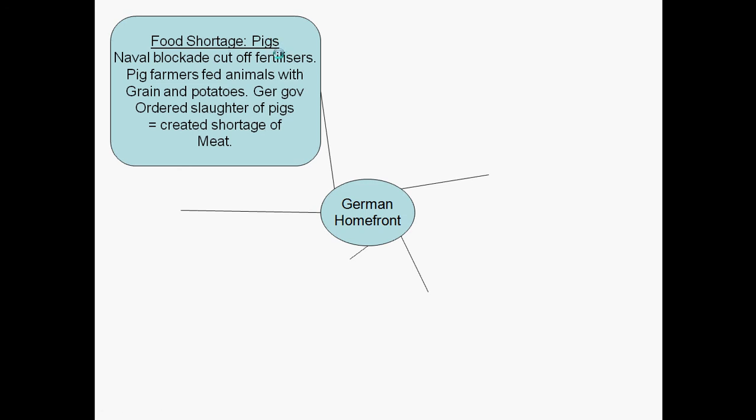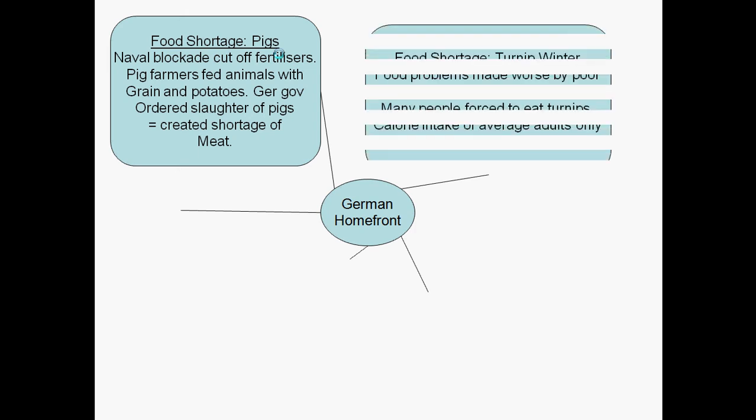To make this problem worse, pig farmers also fed their animals grain and potatoes, which caused a shortage. So the German government decided to slaughter all the pigs. But in the long term, that created a shortage of meat. So the naval blockade, although it initially only cut off fertilisers, had an impact further down the chain.